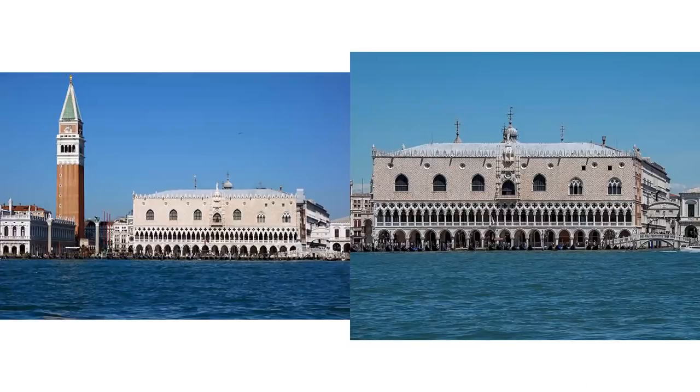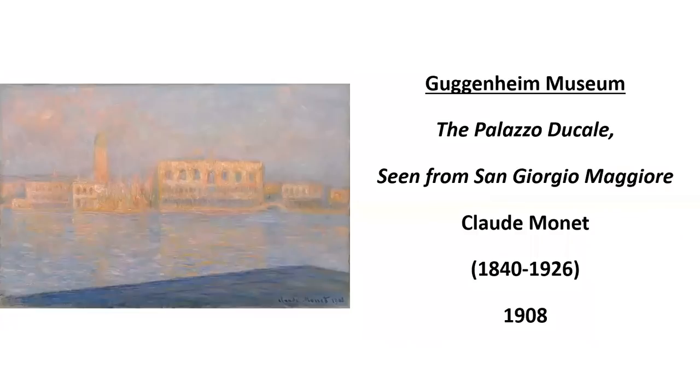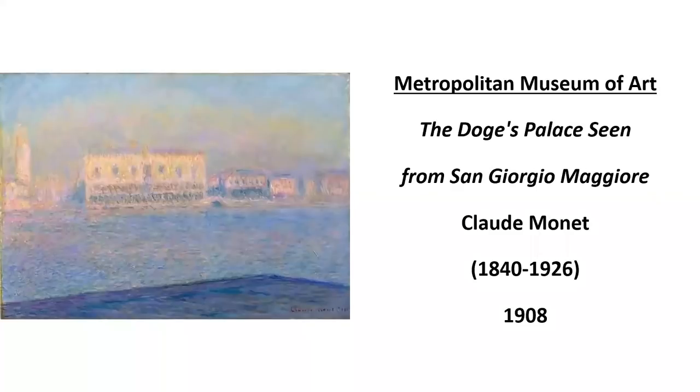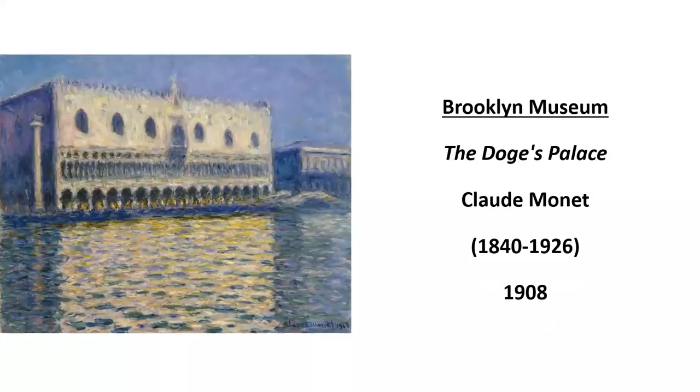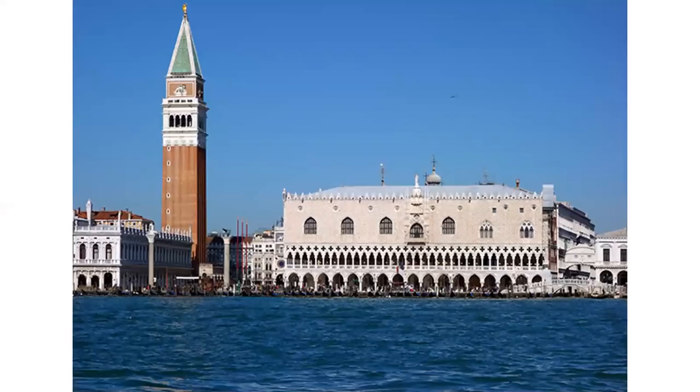This is the building, you might have recognized it, one of the more well-known ones if you've been to Venice. This one is at the Guggenheim Museum, another fabulous museum in New York City. It's the building that's designed by Frank Lloyd Wright. This is their contribution to the Monet presentation tonight. This one's at the Metropolitan Museum of Art. And this one's at the Brooklyn Museum again. And then here's our more modern photo.